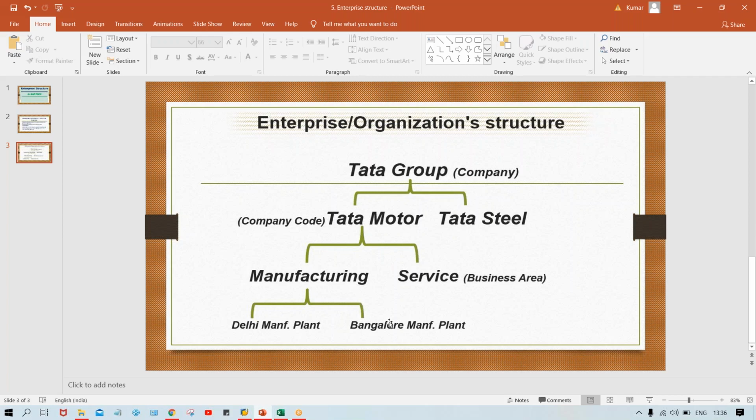Tata Motor employees, let's suppose earlier, just assume that they were using registers and all. Now, after this configuration and implementation, what will happen? These people will be able to use SAP, which is an ERP software, to post their transactions, right? So we'll do one thing. Let me draw a picture on this Excel sheet and then I'll explain further.